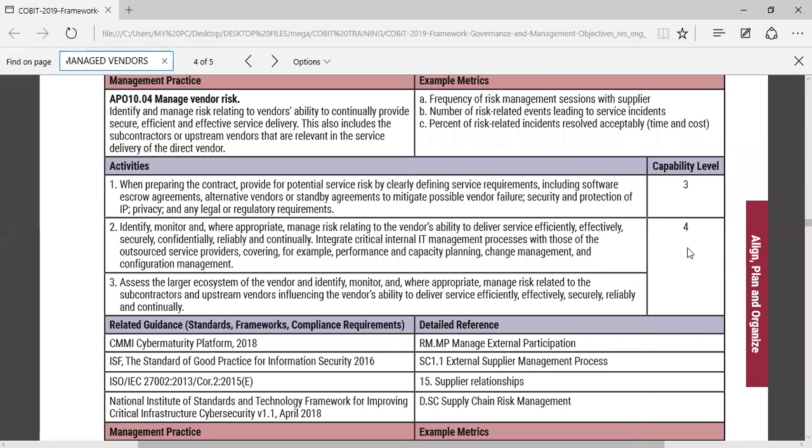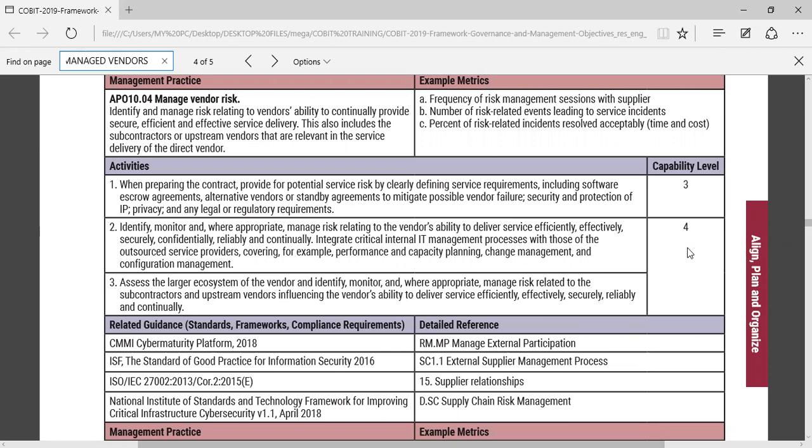So number 1 activity, when preparing the contract, provide for potential service risk by clearly defining service requirements, including software escrow agreement. I talked about that. All right, you can use software escrow agreement to manage the risk of the vendor packing up. So you have access to the source code of the software. All right, alternative vendors. So in case the primary vendor has problem, you can switch to the alternative vendor, or standby agreements to mitigate possible vendor failure.